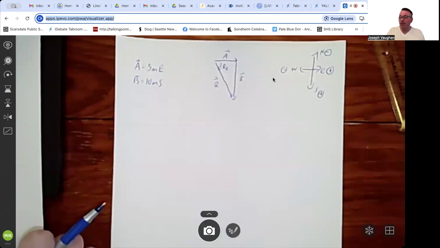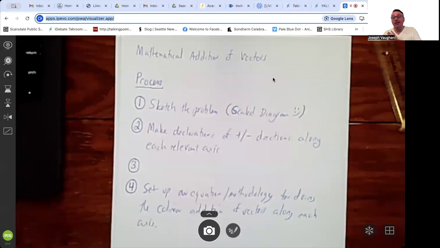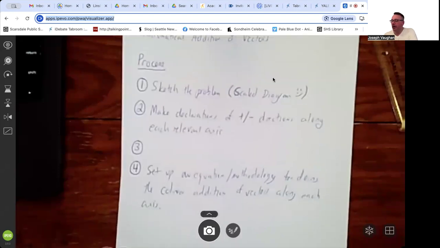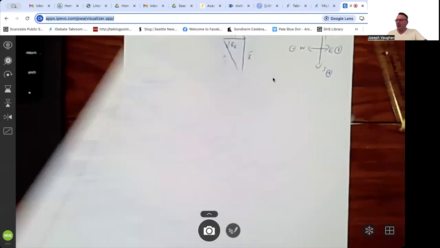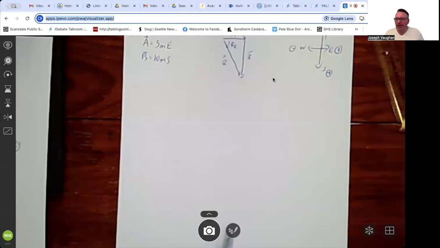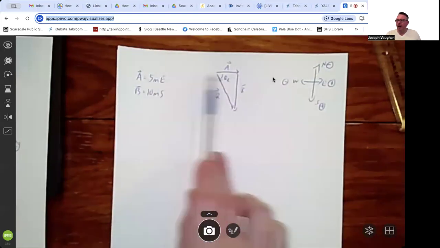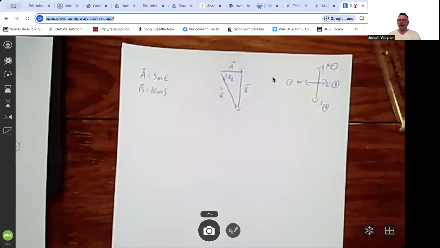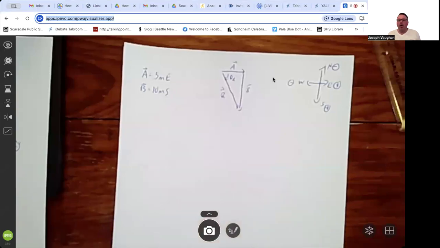So we've done that process. So good, 3. I'm going to still tell you, don't need step 3 in the process. So set up an equation or methodology for doing the collinear addition of vectors along each axis. Now, here's the problem. I don't have to do collinear addition because I've only got one vector along each axis. So how am I going to find R? Well, I think everyone knows that I'm going to use Pythagorean theorem to find the magnitude of R.